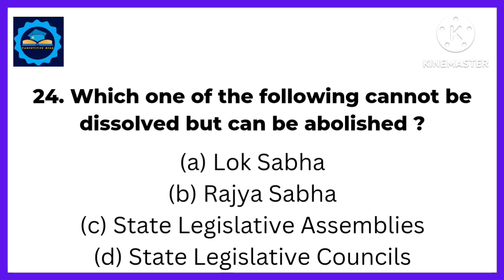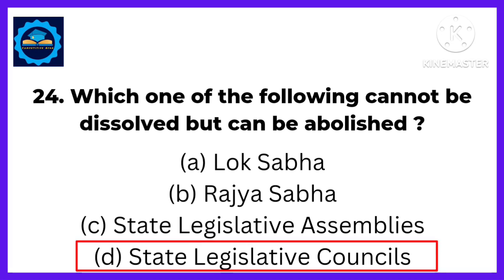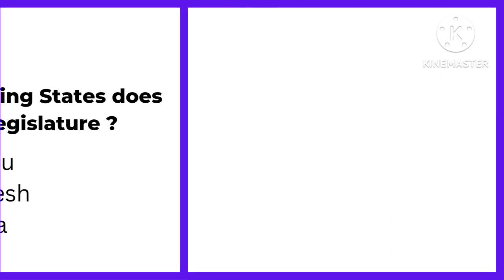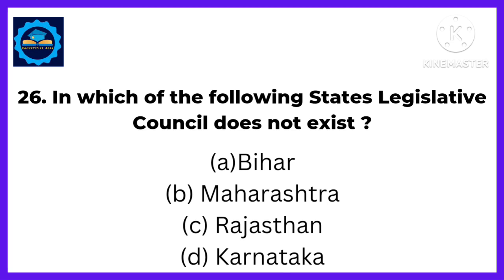Next, which one of the following cannot be dissolved but can be abolished? Answer: State legislative councils. Next, which one of the following states does not have bicameral legislature? Answer: Tamil Nadu does not have bicameral legislature. Next, in which of the following states legislative council does not exist? Answer: In Rajasthan.